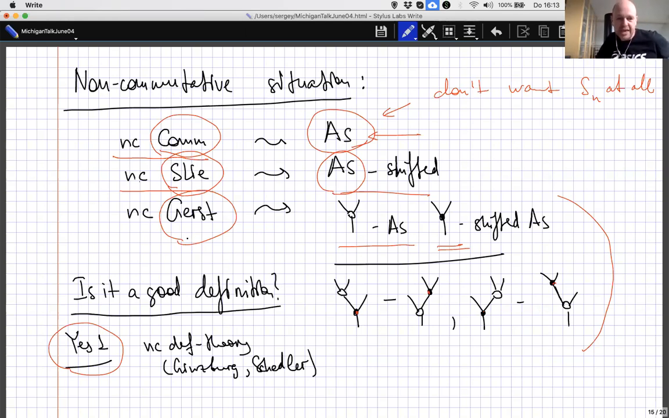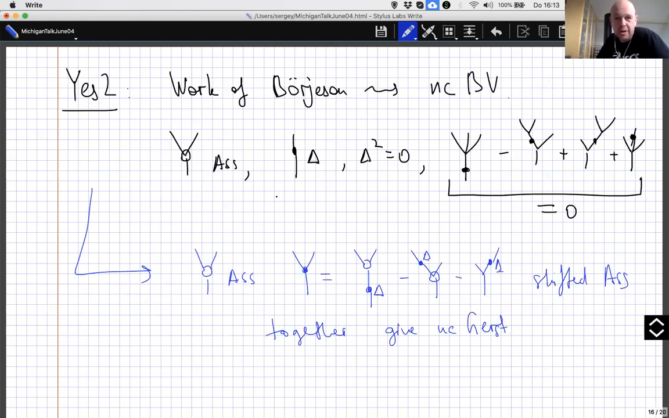And so there is this non-commutative deformation theory constructed by Ginzburg and Shadrin, and what replaces the Gerstenhaber algebra appears to be exactly the structure that I'm discussing here. So in this sense, it's yes one, but let's not limit our answers to this one, because I also have yes two. What is yes two? You see?